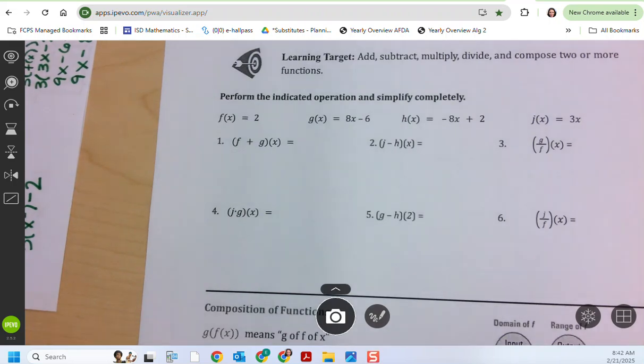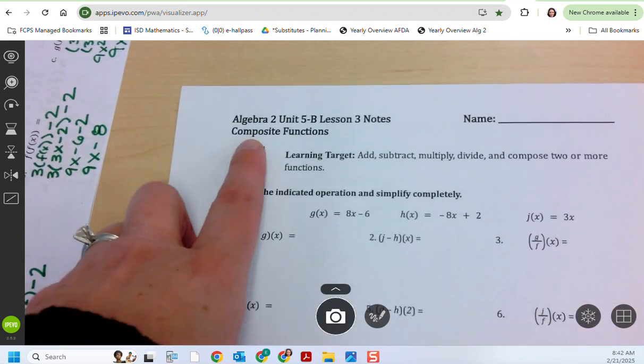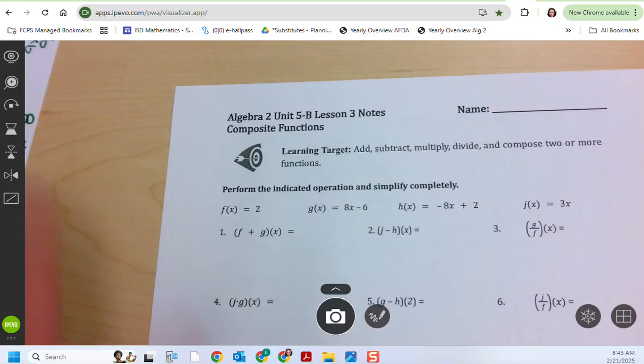Today we're going to learn about composition, which is when you put one function into another function.